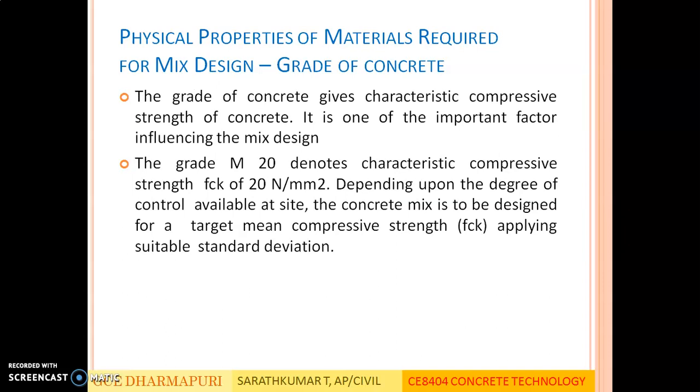First, grade of concrete. The grade of concrete gives the characteristic compressive strength of concrete. It is one of the important factors influencing the mix design. The grade M20 denotes a characteristic compressive strength FCK of 20 Newton per mm square at 28 days after it is cast. Depending upon the degree of control available at site, the concrete mix is to be designed for a target mean compressive strength, applying suitable standard deviation. Since concrete is a heterogeneous material, you can't say 100% that what you design is what you will get at the site. So you have to design for higher values so that the required strength is attained at the site.